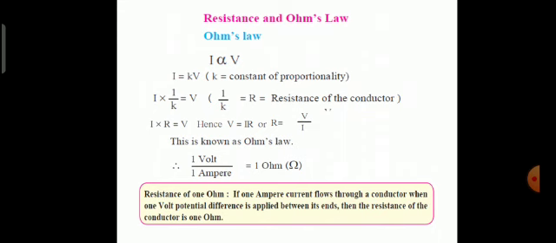What it means is, for some materials, the resistance is constant. A resistor that has a constant resistance is said to obey Ohm's law. And Ohm's law states that the current through a metal conductor is directly proportional to the potential difference across the ends of the conductor, provided that the physical condition and the temperature remain constant.